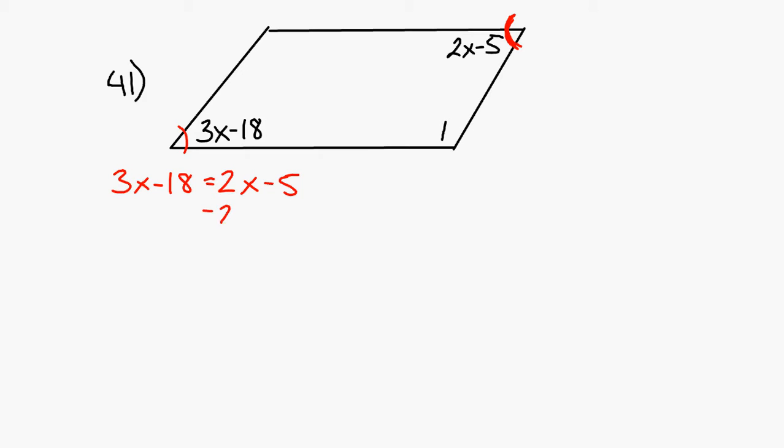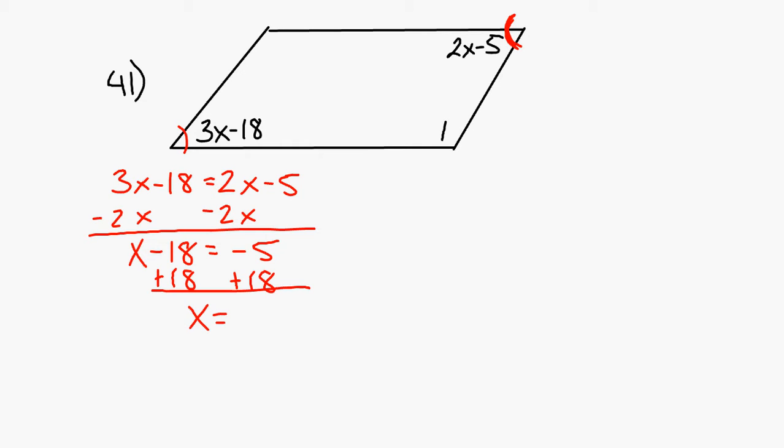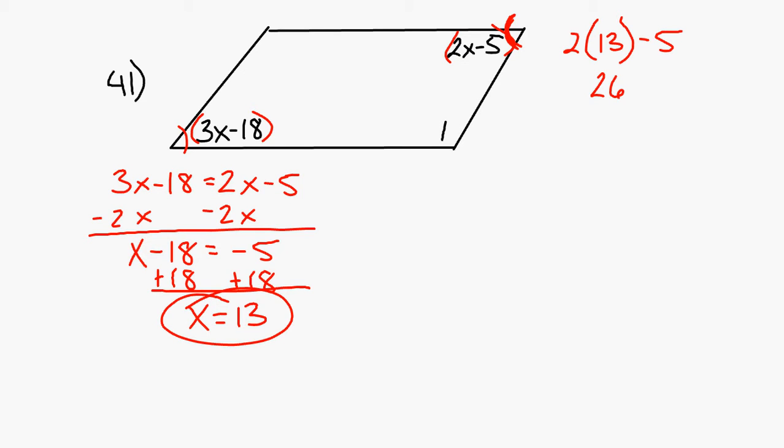Your 3x minus 18 is equal to 2x minus 5. So if you subtract 2x from each side of this equation, then x minus 18 is equal to negative 5. And if you add 18 to each side, then x is equal to 13. If your x is equal to 13, you could substitute it in either expression. I'm going to substitute it up top. So you got 2 times 13 minus 5. So that's 26 minus 5. 26 minus 5 is 21. So this angle up top is 21 degrees.